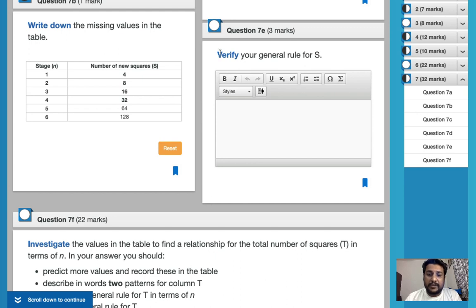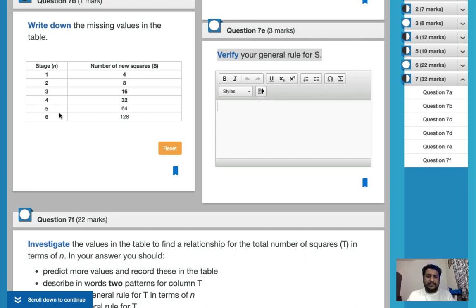Now verify your general rule for S. Verification is the most important thing over here. How do we verify? Make sure we verify for values which are not in the table. There is a difference between the command words test and verify. Test is always for the values already present in the table, and verify is for the values which are not in the table. The stage 1, 2, 3, 4 values were already given in the table, so I'll verify only for 5 and 6. And always verify for at least two values.